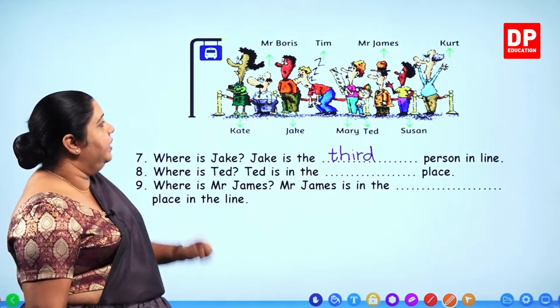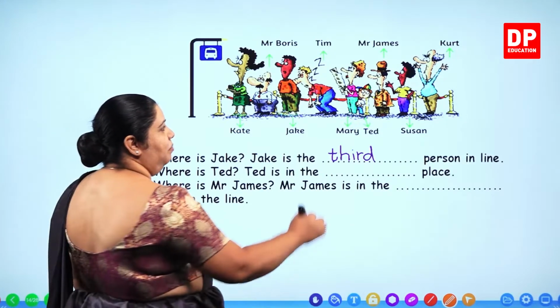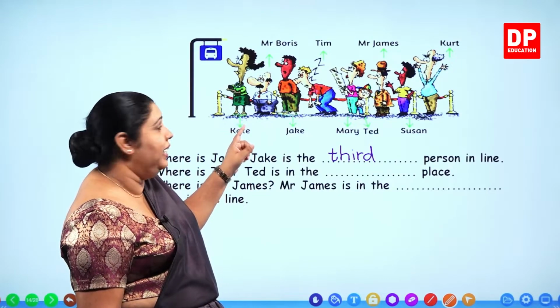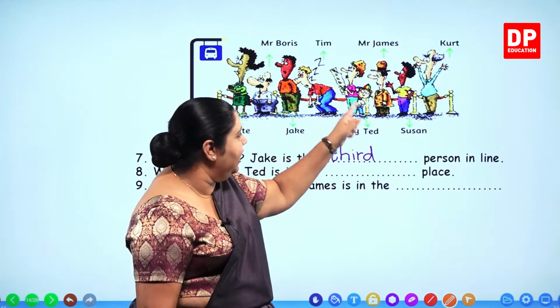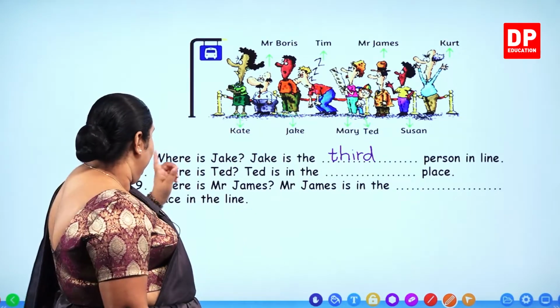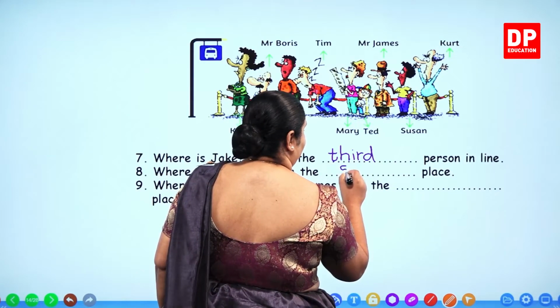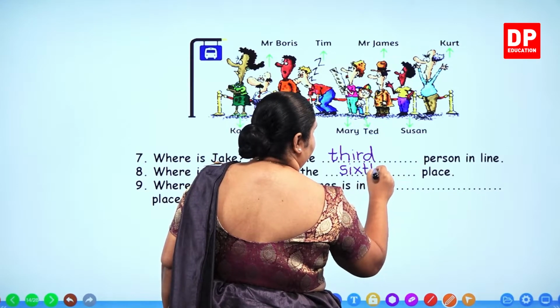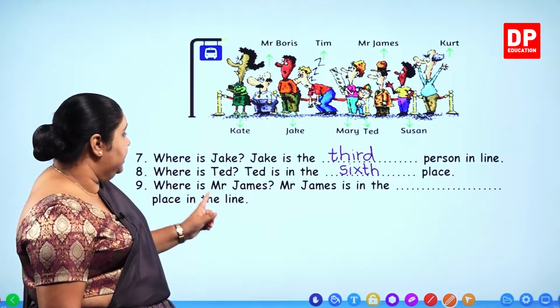Where is Ted? Where is Ted? Hiding behind his mother. Can you see? He's standing behind his mother as the first, second, third, fourth, fifth, sixth person. Ted is in the sixth place. S-I-X-T-H. Sixth place.